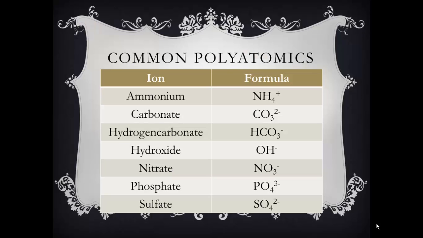Alright, here are some polyatomic ions that you'll be familiar with. You'll get a list in class. Ammonium is basically the only positive polyatomic, NH4+. And then you have carbonate, hydrogen carbonate or bicarbonate, hydroxide, nitrate, phosphate, sulfate. You have your nitrites, sulfites, a bunch of lists we'll get to.